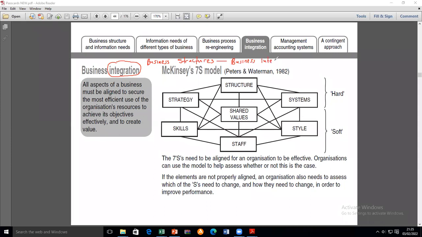What are these models and how do they help us? So you see, for us to achieve our objectives in our businesses, we need an efficient business structure. We need an effective business structure. We need to realign our businesses so that we focus on our objectives.